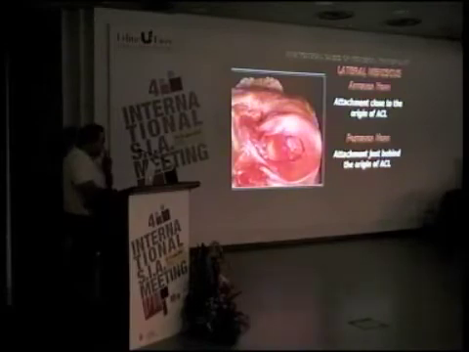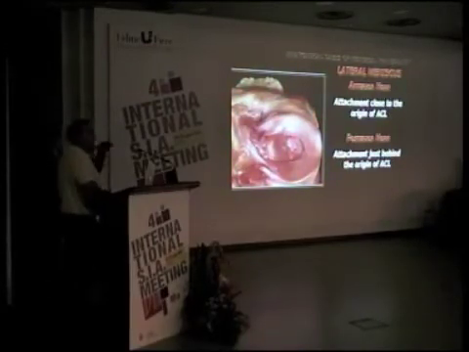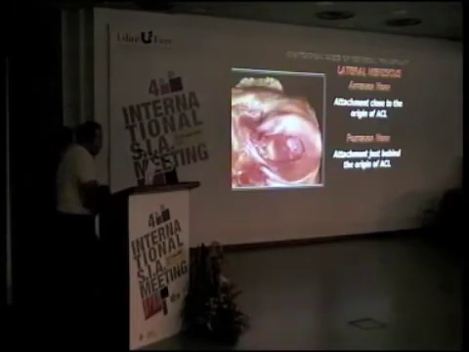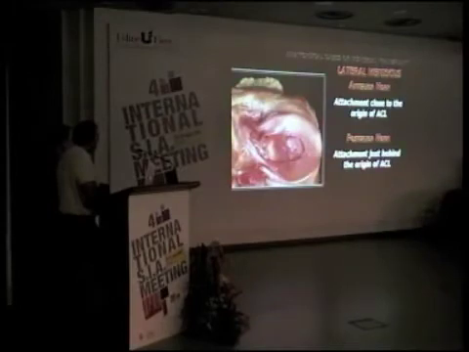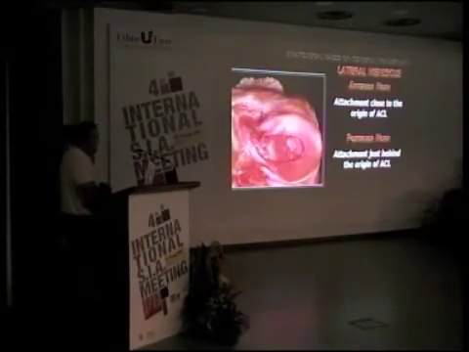It's important to remember that the anterior horn is parallel to the tibial plateau, and the posterior horn attaches perpendicularly to the tibial plateau. This is the posterior meniscofemoral ligament, and this is the PCL.